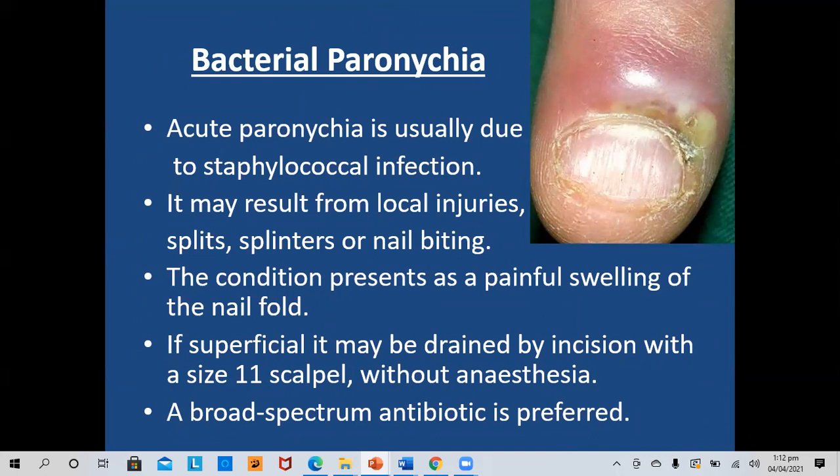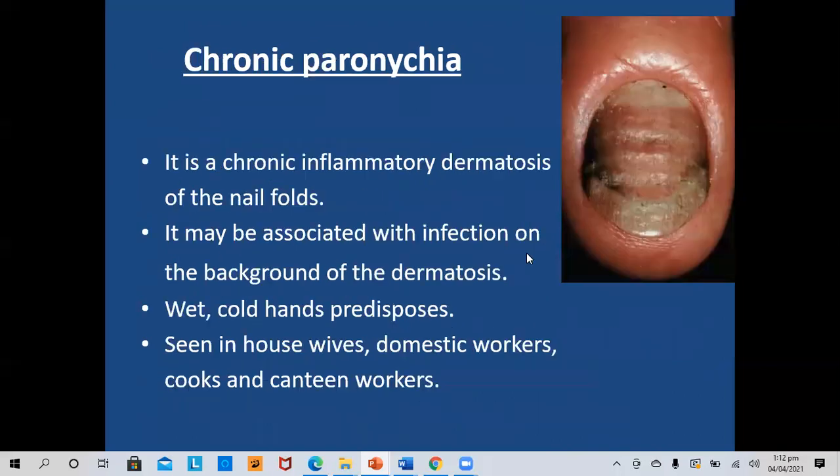Bacterial paronychia. Acute paronychia is usually due to staph infection. It results from local injuries, splits, splinters, or nail biting. The condition presents as painful swelling of the nail fold. If superficial, it can be drained by incision with a number 11 scalpel without anesthesia. A broad spectrum antibiotic is preferred.